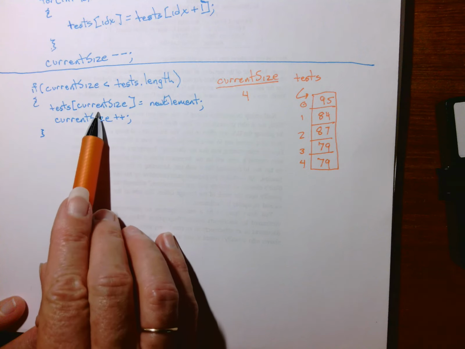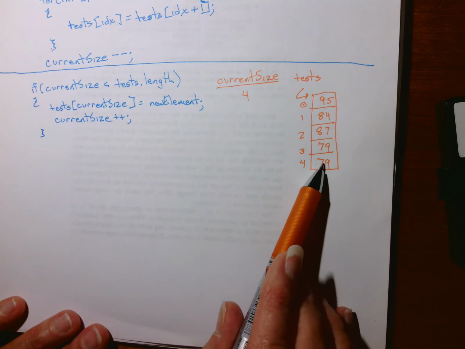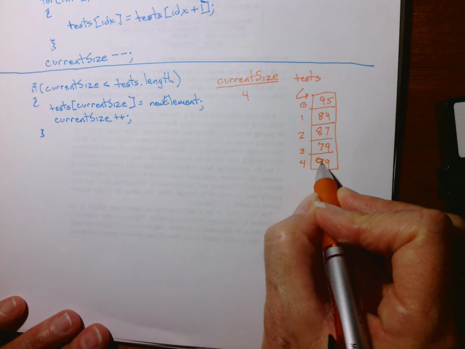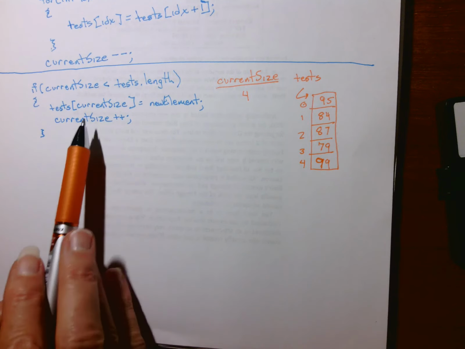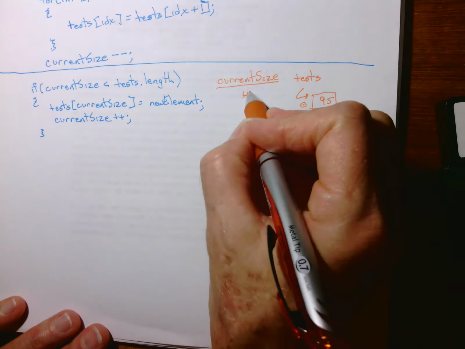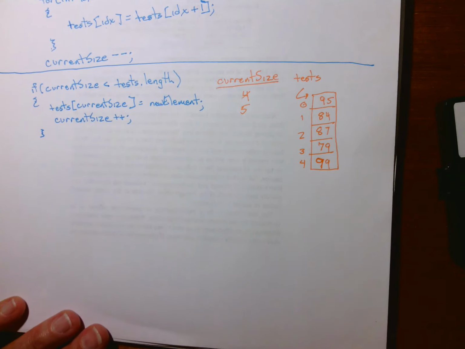And then we set tests sub current size, so tests sub 4, this last location here, equal to the new element. Let's say it's 99 we wanted to put in there. And then we set current size equal to current size plus plus. So current size becomes 5, and then we have used all the elements in the array.